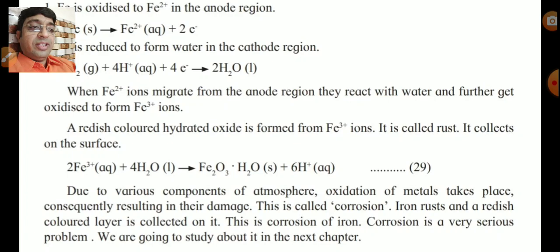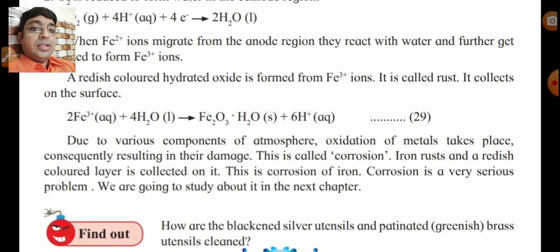Scientifically, this definition is given here. It collects on the surface. So that reaction is mentioned here: 2 Fe3+, the ferric ion in aqueous state, plus water in liquid state form Fe2O3·H2O in solid state. This is a reddish colored hydrated oxide, that is the formula of rust. Underline. Plus 6 hydrogen ions in aqueous state present.